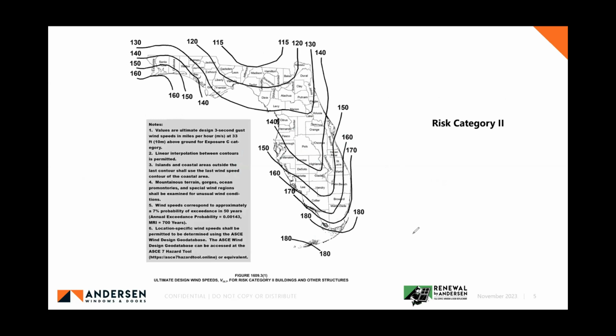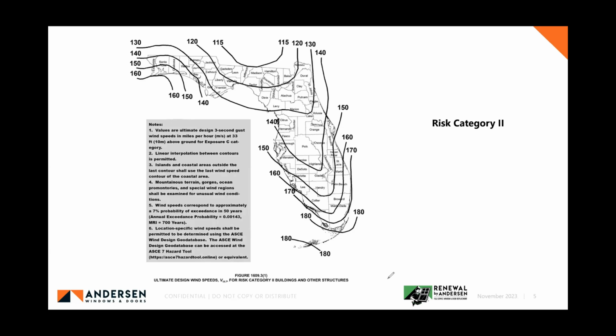Okay. So let's take a look here at the risk category 2 map. This is where most buildings fall, covering single family dwellings and office buildings. So it's the default risk category. If you don't qualify as a risk category 3, 4, or 1 building, then you default to risk category 2. So one of the things you'll notice, looking at the wind speeds, especially at the southern part of Florida, is that things look very similar to what they were before.